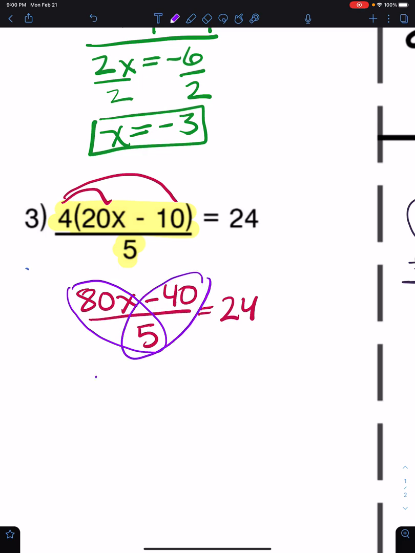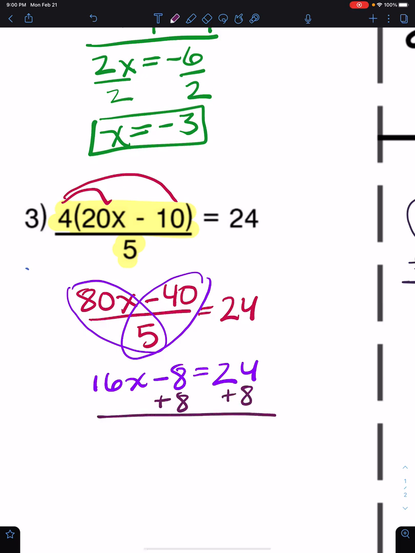So 5 goes into 80 16 times, and 5 goes into 40, negative 8. Now I just have a two-step equation. There were no like terms to combine and no variables we needed to put on the same side. So we're going to undo that constant term first. We're going to get 16x equals 32. And when we divide both sides by 16, we're going to get that x equals 2.